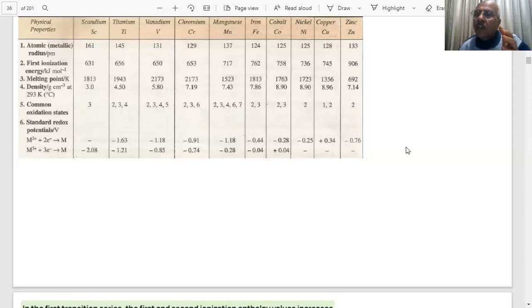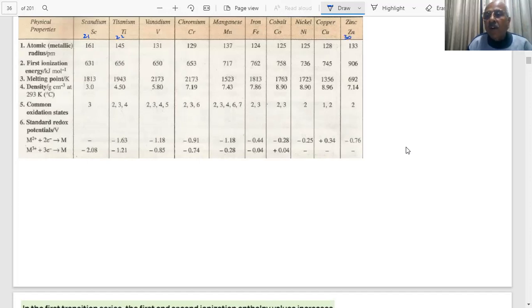I told you last time what is the difference between d block elements and transition elements, and we focused on the 3d series. Which elements are in the 3d series, students? Scandium, titanium, vanadium, chromium, manganese, iron, cobalt, nickel, copper, zinc. I make it very clear, students, we have to learn this series. You have to learn the atomic numbers also. You should know that it starts from 21 and 22 and goes up to 30.